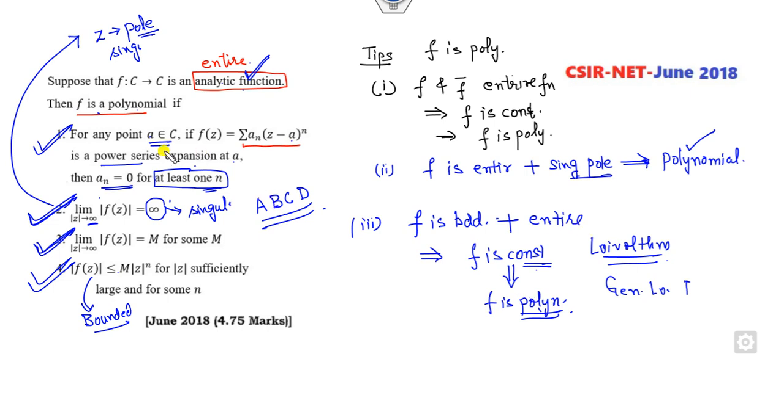So this is the way. You can also think about the first, because I consider the simple example as sin z. So sin z, you can write as a power series of this. It's an infinite power series. It's a polynomial also.